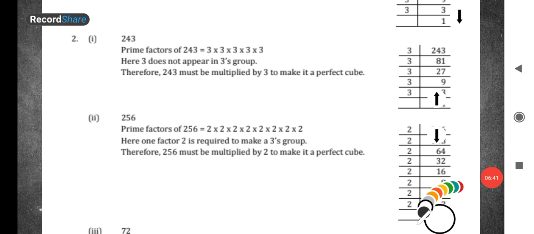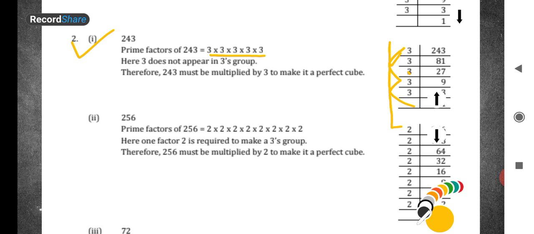The first given number was 243. Now you will find the factors of 243. It is not divisible by 2, isn't it? So always start with 2. If it is not divisible by 2, then try 3. With 3 it is divisible, giving 81. Again 81 is divisible by 3, giving 27. Then 27 is divisible by 3, giving 9. Again 9 is divisible by 3, giving 3. Again 3 is divisible by 3, giving 1. So how many 3s did we get? We got five 3s: 3 into 3 into 3 into 3 into 3.